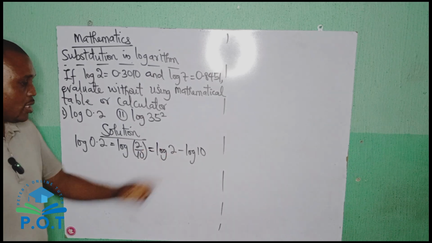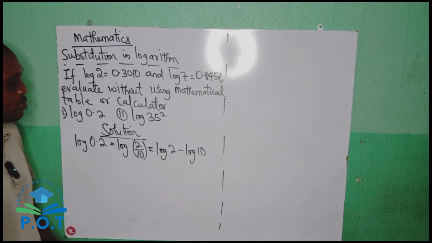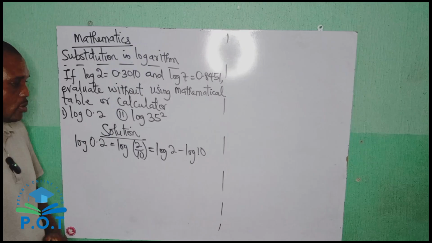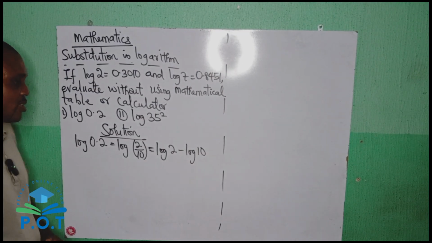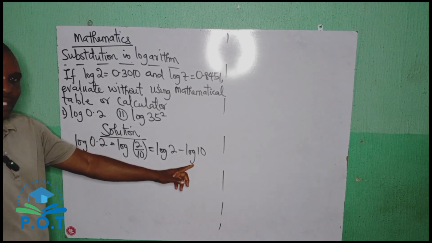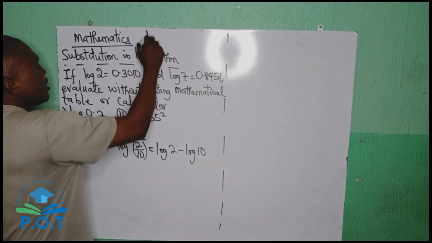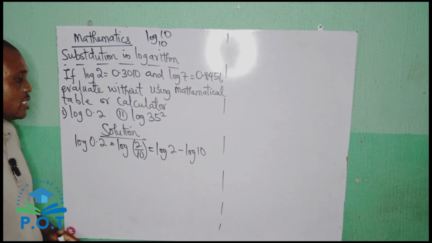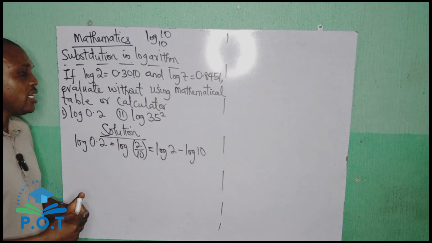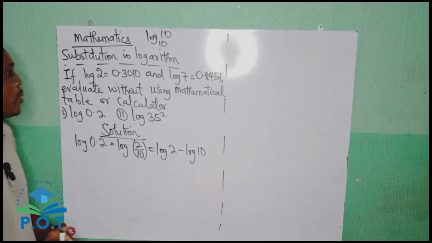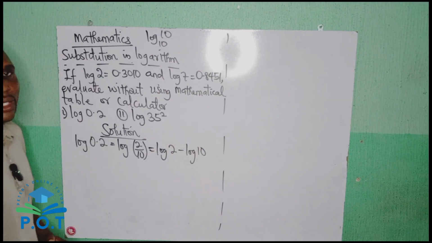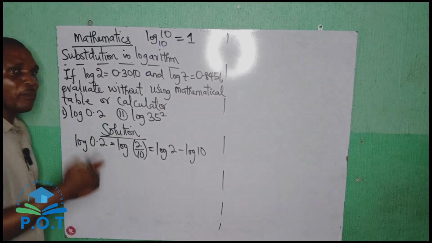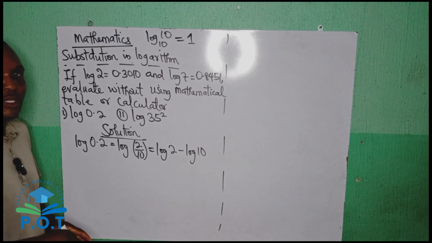Division becomes what? Subtraction. Now we have log 2 given in the question, but there's no log 10. But can I say something quickly? If you have something like this, it simply means log 10 base 10, even if you are not told. If we look at your calculator, the logarithm value there is in base 10. So obviously this is log 10 base 10, and log 10 base 10 will give us 1, which is part of the laws of logarithm that we discussed.